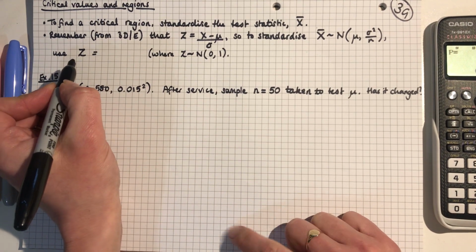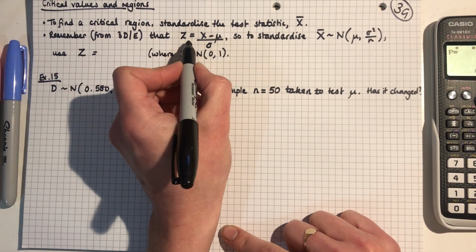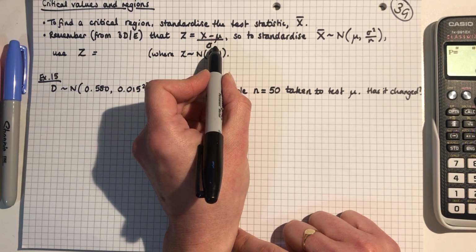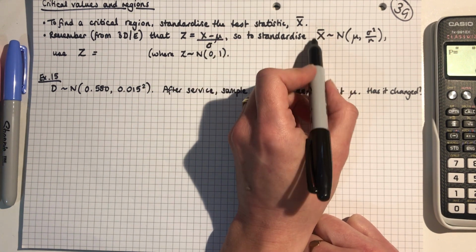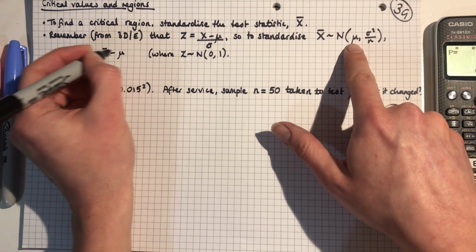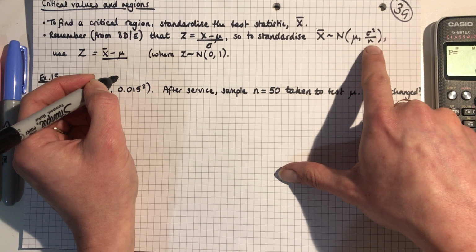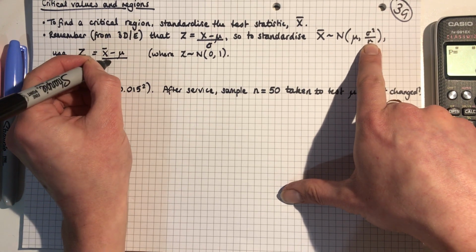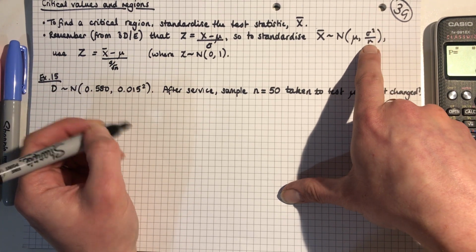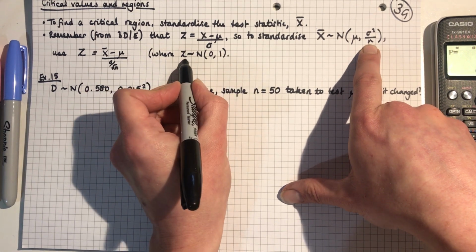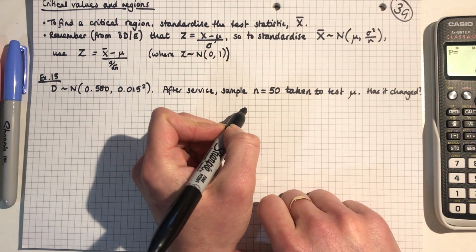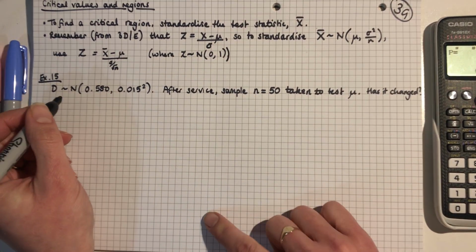I need you to remember something from exercises 3D and E, and that was that to standardise x, you subtract the mean from it and then you divide by the standard deviation. So to standardise our x bar, we're going to subtract the mean, but we are then going to divide by this standard deviation, which is the square root of this variance. So that would be sigma over root n, square root the sigma squared, square root the n. And that gives us a standard normal distribution with a mean of 0 and a variance or a standard deviation of 1. Let's look at this in action so it makes more sense to you.